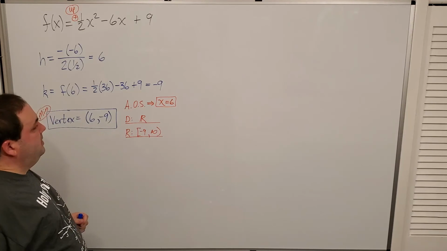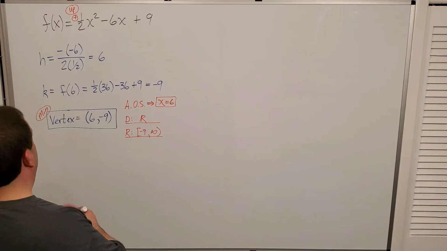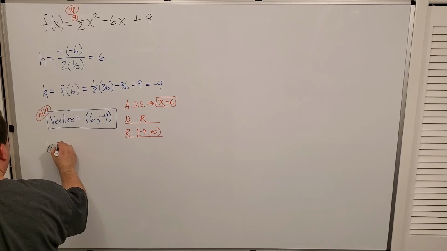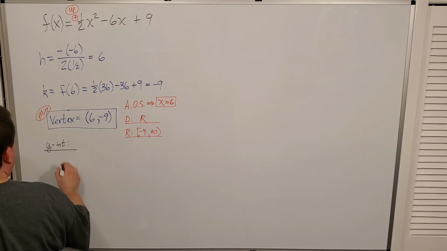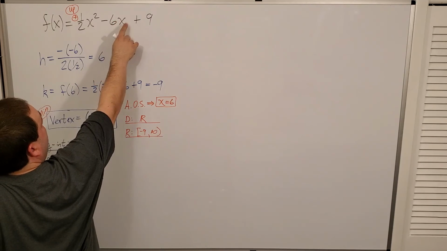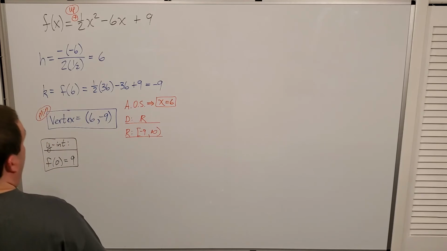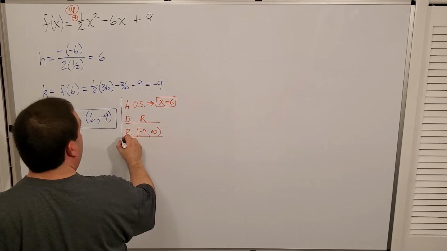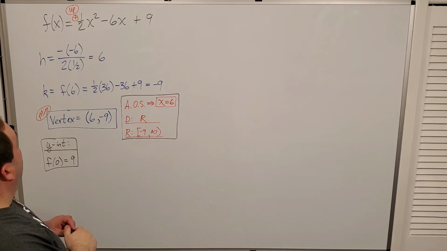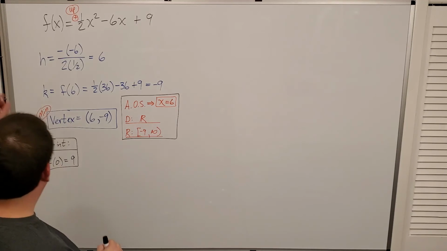And let's calculate the x and y intercepts. Alrighty, the y-intercept is pretty straightforward. That's just going to be f of 0. And of course, this is 0, that's 0. I'm just going to be left with 9. So I've got my y-intercept now. And I've got all of these pieces of information, and I've got my vertex. Alrighty, so what's left is x-intercept and graph.